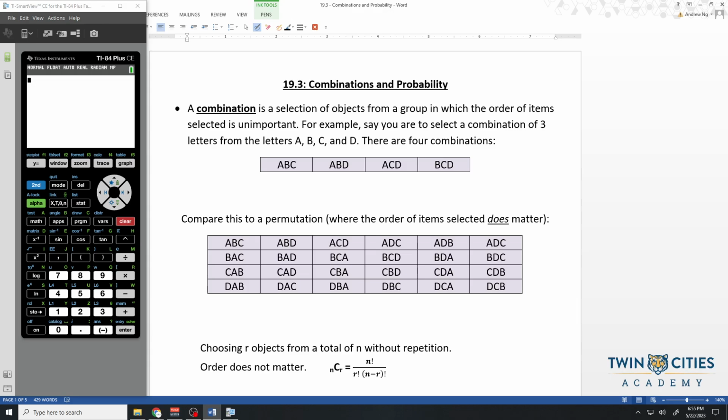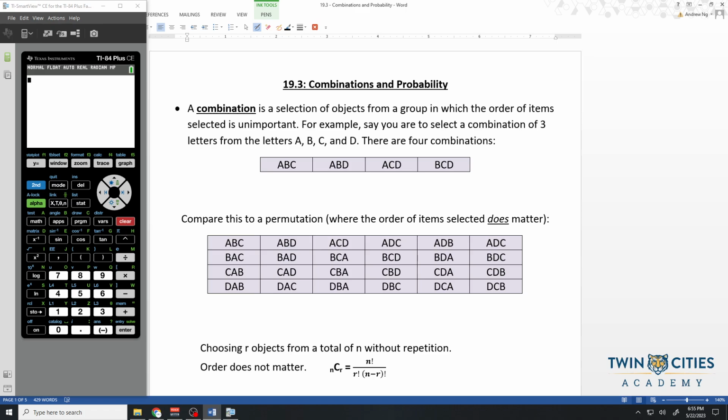In the last section, we talked about permutations. That was a selection of objects where the order mattered. So, for example, this might be license plate numbers, where you've got the license plate ABC 123, and even though it's got the same letters and numbers, it's completely different than the license plate CBA 321.